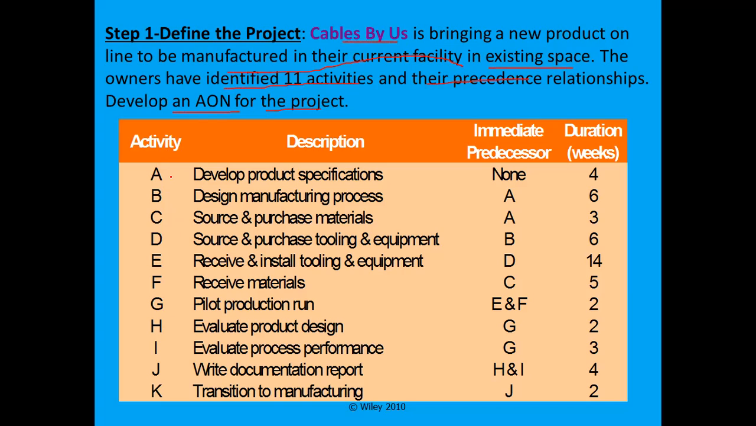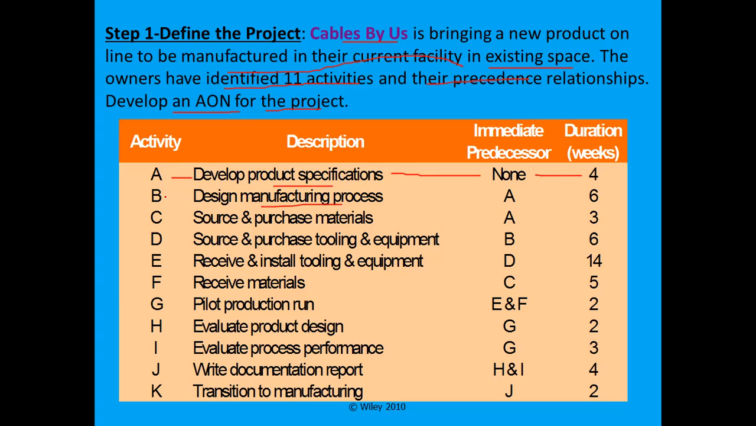So what is activity A? Each has a name. In some problems, you can see the description of the activity or simply an activity label. Here, what is the description? Develop product specifications. The immediate predecessor is nothing, but the duration is 4 weeks. Next, design manufacturing process.